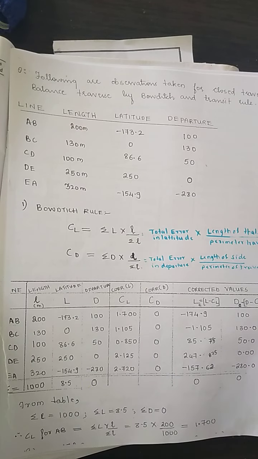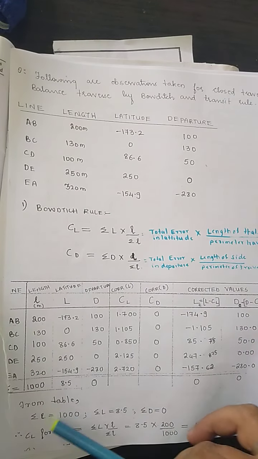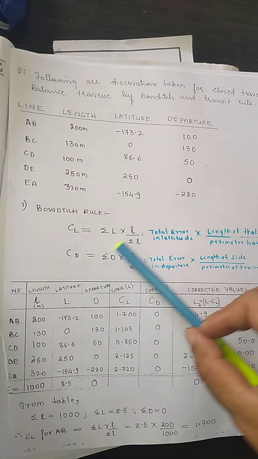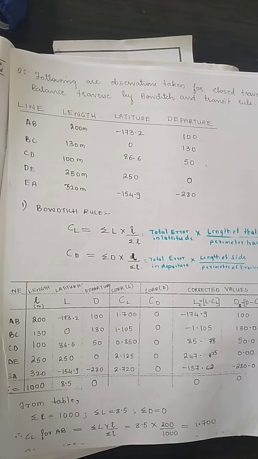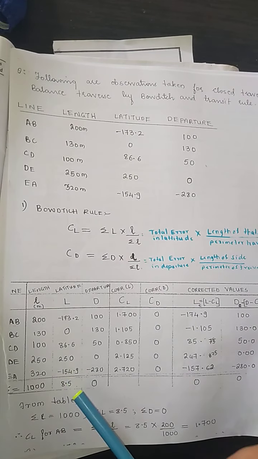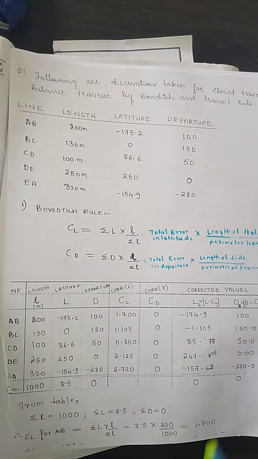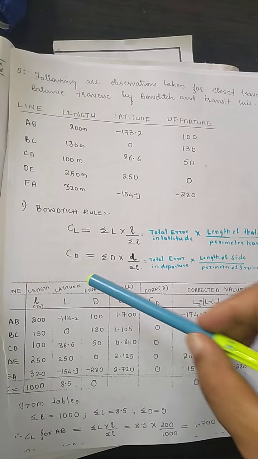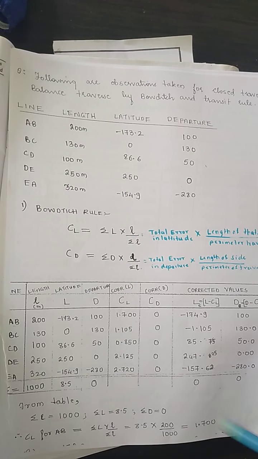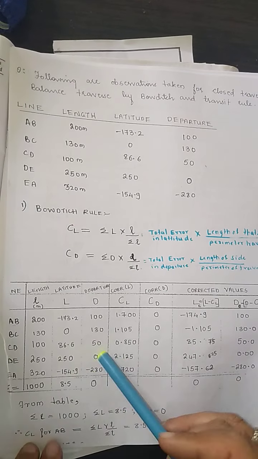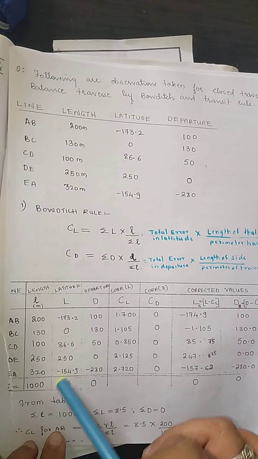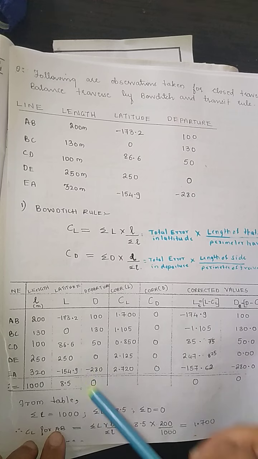When you get the question, the first thing you need to do is find out how much error is there in the latitude and how much error is there in the departure. When you have added it, you have found that there is a plus 8.5 error in the latitude, and in the departure there is 0 error. So there is no correction that has to be applied for the departure. You need to find out the correction to the latitudes. Now, how can you do it? First, you need to add it, to understand whether you need to apply the latitude correction or the departure correction.